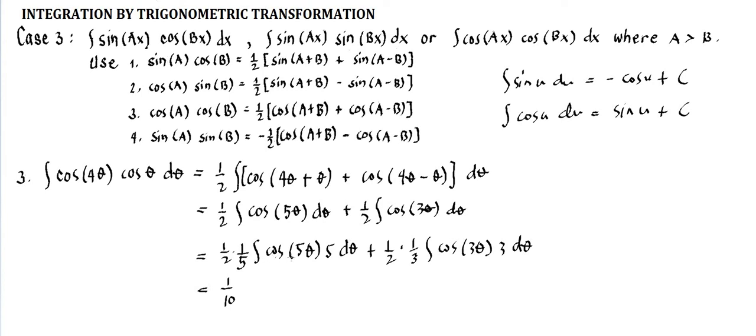So, integral of cosine u du equals sa sine u. So, sine u. Ang u natin yung 5 theta. And then, plus. So, dito naman, magkakaroon tayo ng constant na 1 over 6. Integral of cosine u du equals sa sine u. At ang u naman natin dito ay yung 3 theta, no? 3 theta. And then, plus c. At ito na yung ating magiging sagot, no?